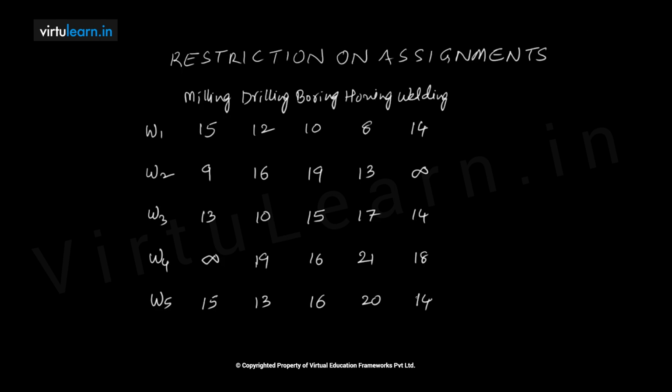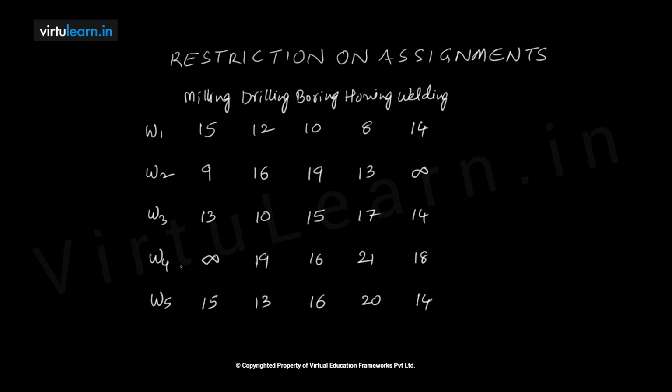So we have 5 operations known as milling, drilling, boring, honing and welding. In that case you will see that worker 2 cannot do welding. Here we have mentioned it as infinity. Actually it is a hyphen, but what we have done here is we have put infinity for the purpose of calculations, because in row operation and column operation we are going to subtract the least element in the row from all the elements of that particular row, and in column operation we will subtract the minimum element after the first step from all the elements of that respective column. So infinity minus anything is infinity, that is the reason we have chosen it as well.